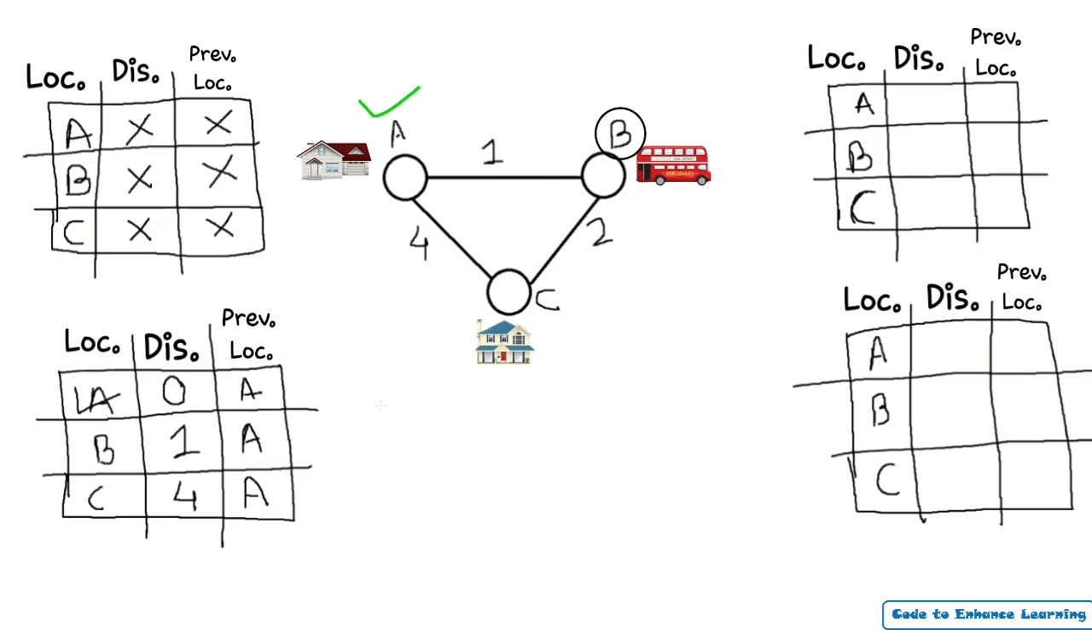Now that we are at B, who are the neighbors of B? That is A and C. We can ignore A because we have already visited A. The distance of C from B is 2, and we see that the existing distance is 4. Is 2 less than 4? Yes. But are we going to put the distance as 2? No. We need to first check if the shortest distance to B plus 2 is less than 4.